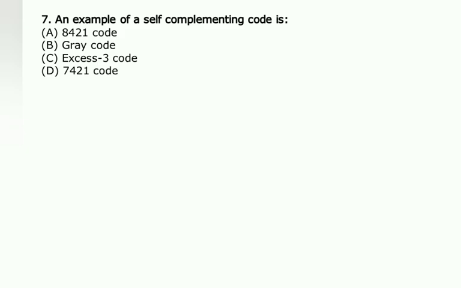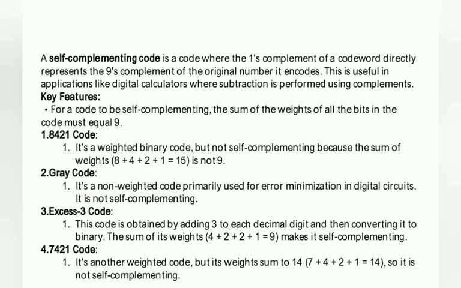An example of a self-complementing code is 8421, Gray code, XS3 code, or 7421 code. So what is self-complementing? A self-complementing code is a code where the 1st complement of a code word directly represents the 9th complement of the number it encodes. This is useful in applications like digital calculators, where subtraction is performed using complement.